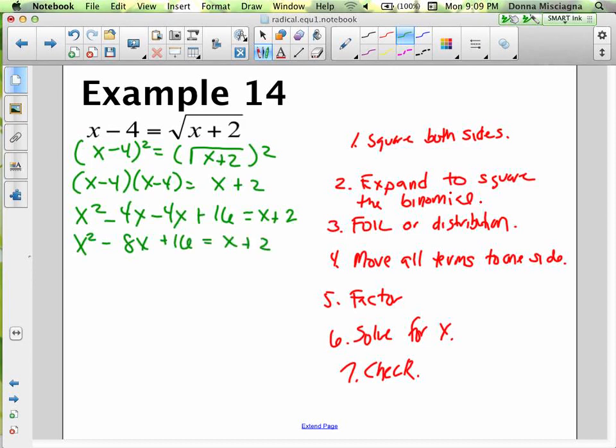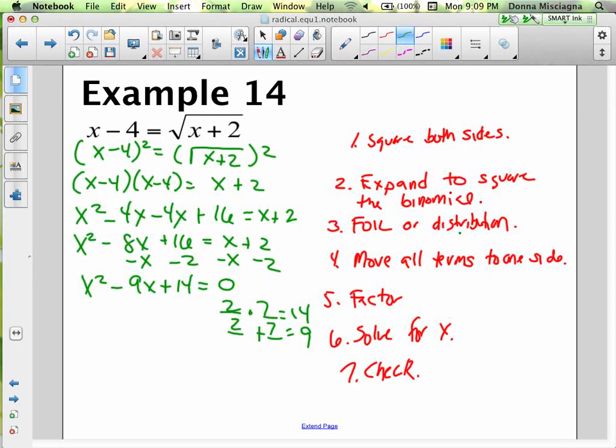Maybe I should do a few of these with distribution, just to remind you of what distribution looks like, which is the reverse of factoring. Let's get everything over to one side. So we'll subtract x and subtract 2. So we have x squared minus 9x plus 14 equals 0. All right, so we need numbers that multiply to give us 14, but add to give us our b term of 9. Of course, that's 2 and 7.